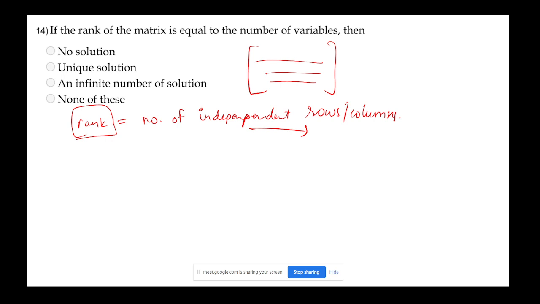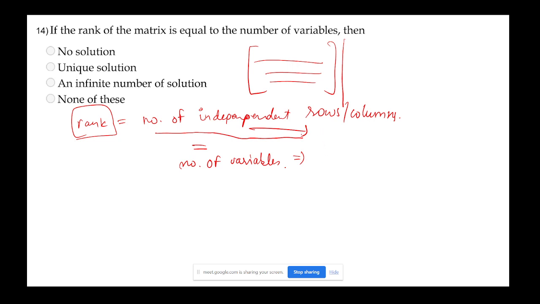Okay, so for the number of independent rows and columns, you relate it with the right hand side. If it is equal to the number of variables, so you will have three equations, three variables or three unknowns, you can solve each independent equation, so you will have a unique solution.